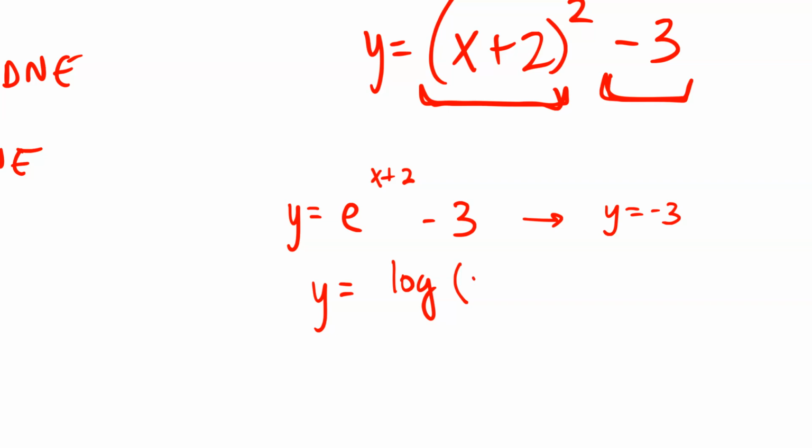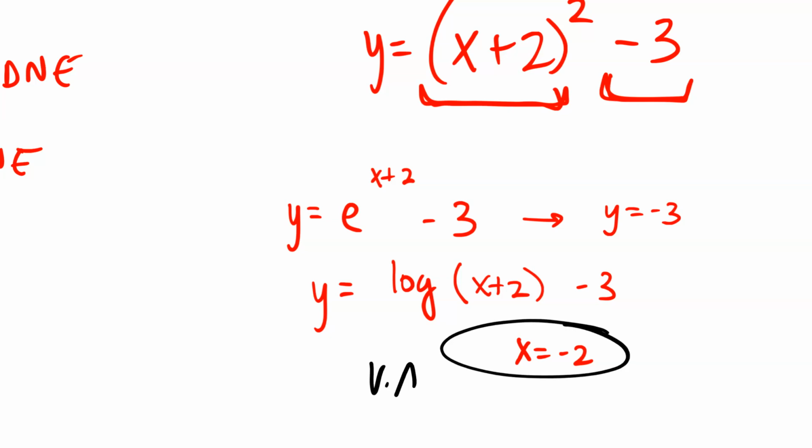If I had log of x plus 2 minus 3, although we're going down by 3 and left by 2, our asymptote would be at x equals negative 2. Because notice, this is a vertical asymptote versus this is a horizontal asymptote. So I want you to see, inside is horizontal. Outside is vertical. Yeah. Vertical shift versus horizontal shift. So the vertical asymptote is negative 2. Because logs have a vertical asymptote, our vertical asymptote will be shifted left and right.